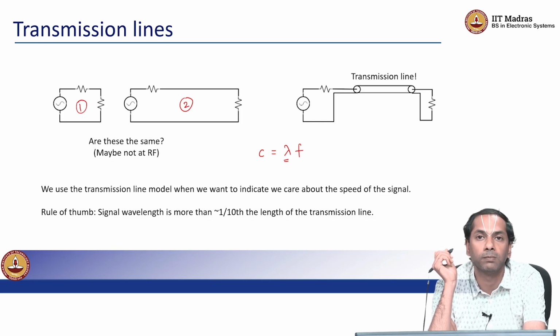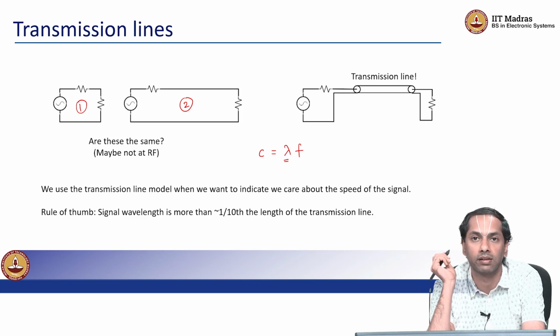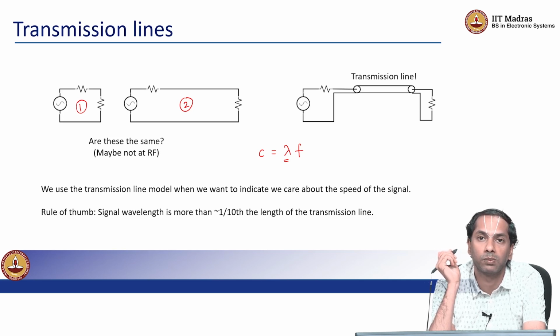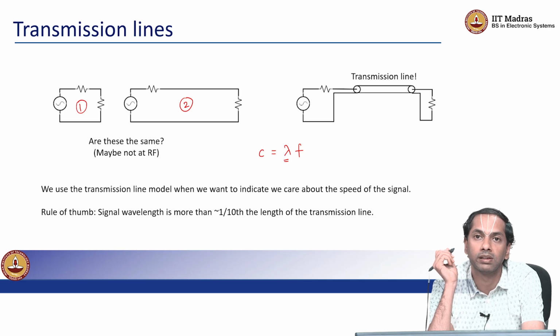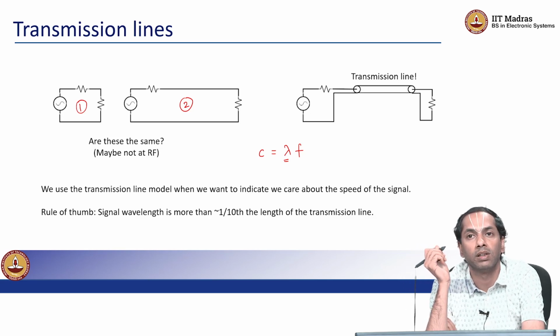So, the rule of thumb is to say that there is a rough fraction of 1/10. If my circuit is bigger than 1/10 of the signal wavelength, then transmission line effects can play a significant role in changing the behaviors of your circuit elements from what you expect in the case when you neglect the speed of light delay.